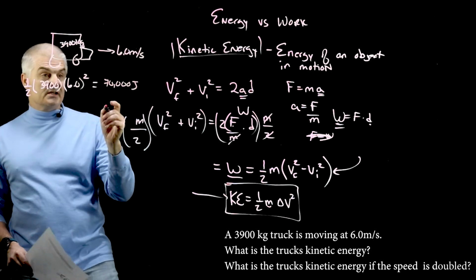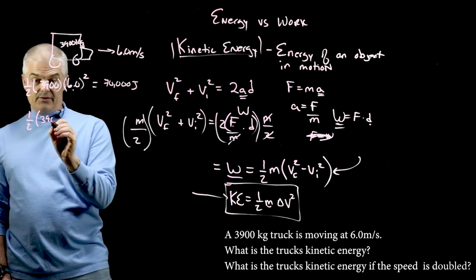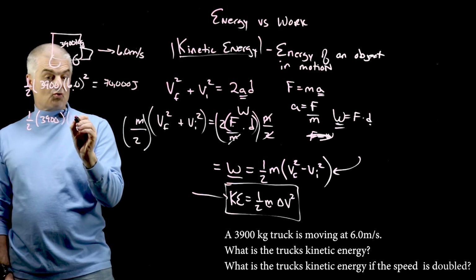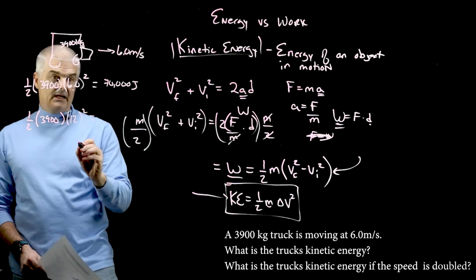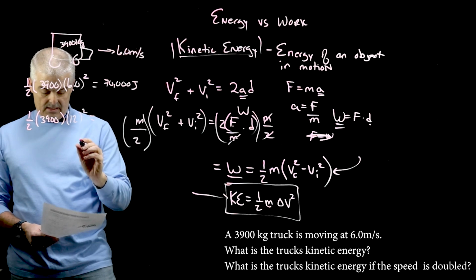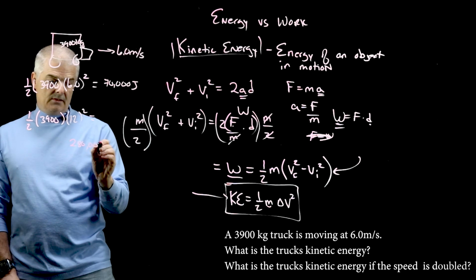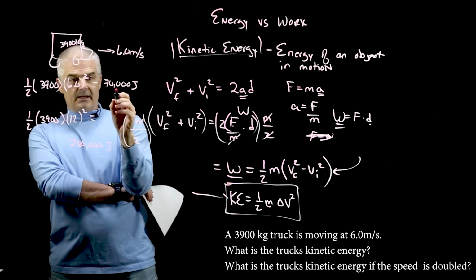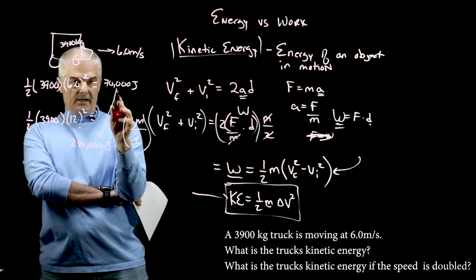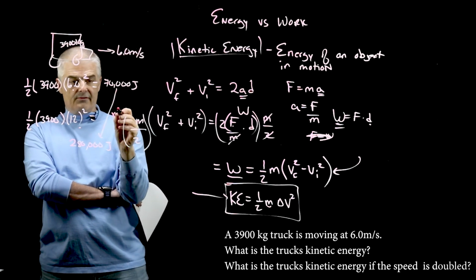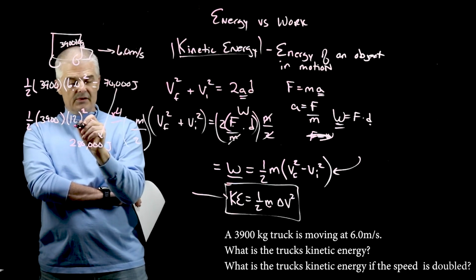But here's an interesting question, which is here in the paper. What if the speed jumps to 12? 1/2 times 3,900 times 12 squared. Now watch what happens. You get 280,000 joules. Now notice this. I double the speed and I don't go up to 140,000, I go up to 280,000. I go up by a factor of 4 because it's the square. So it's going to really make a difference if you're going faster.